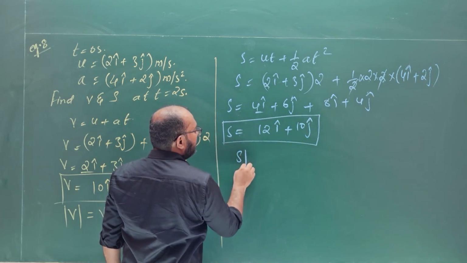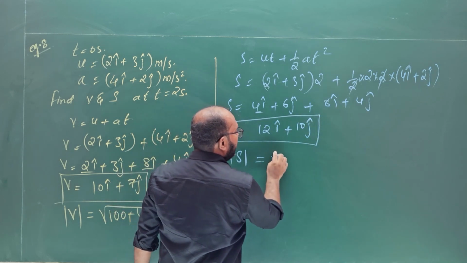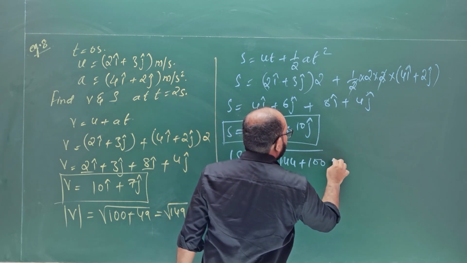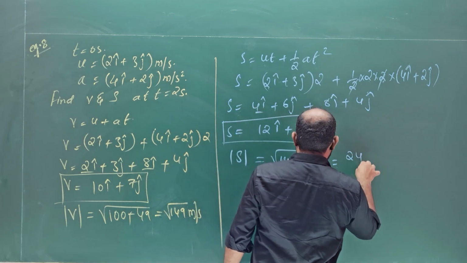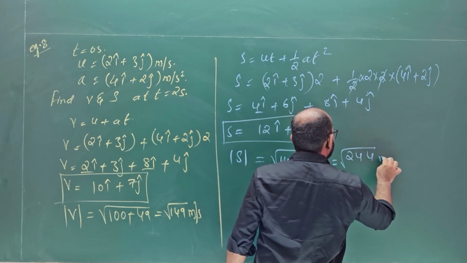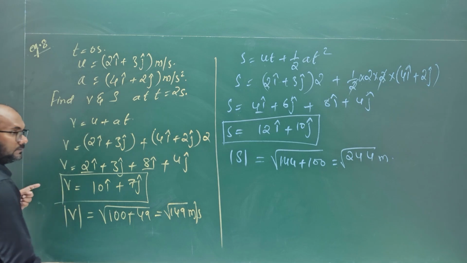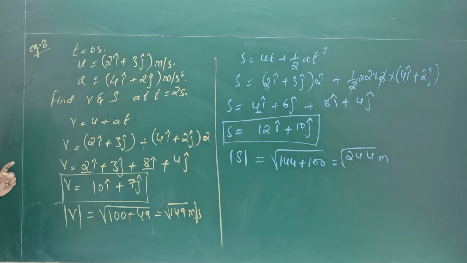Similarly, if they ask the magnitude to calculate, then this can be written as under the root of 144 plus 100, that is nothing but 244 meters. How many of you got these answers? Okay, very good. So majority have you understood how to find, even if they provide in vector forms.